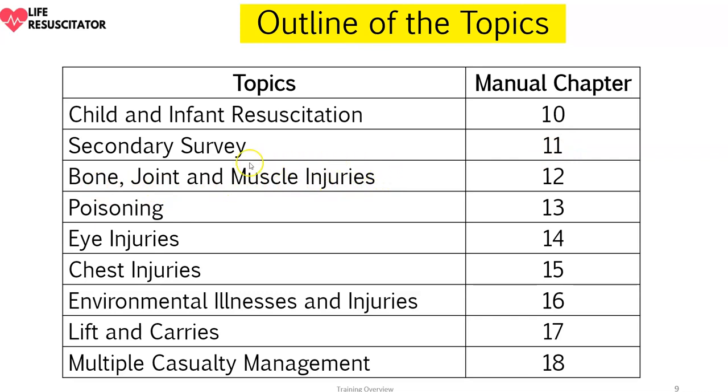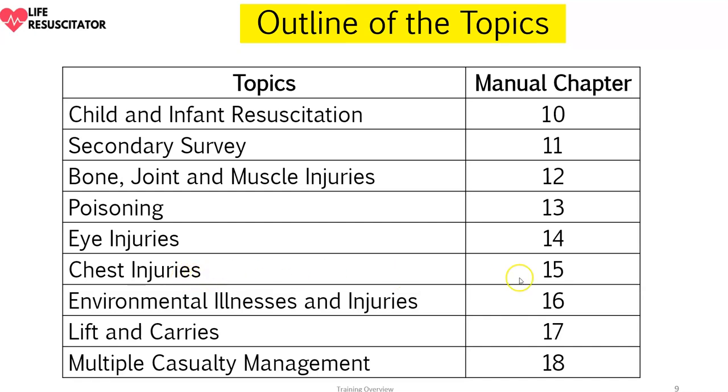Bone, joint, and muscle injuries. We're going to talk about RICE. Okay, and that will be chapter 12. Poisoning will be chapter 13. So we'll talk about what to do if somebody is in poisoning emergency. What about eye injury? We're going to talk about eye injury in chapter 14.